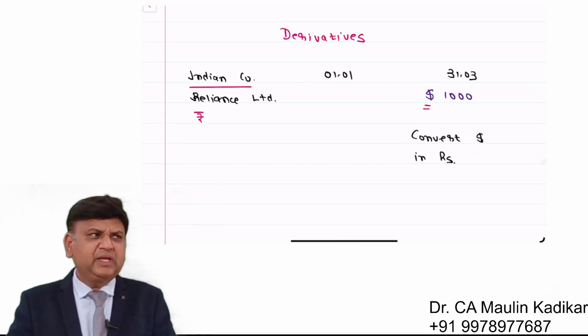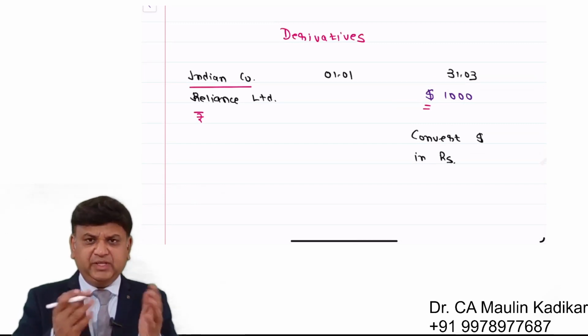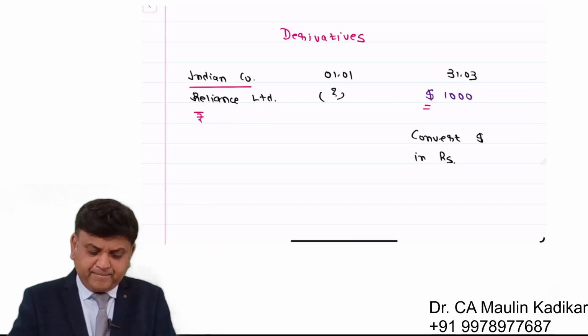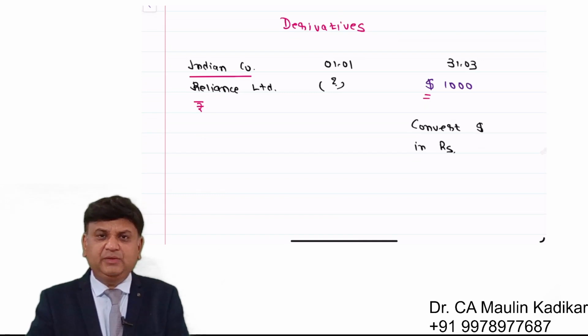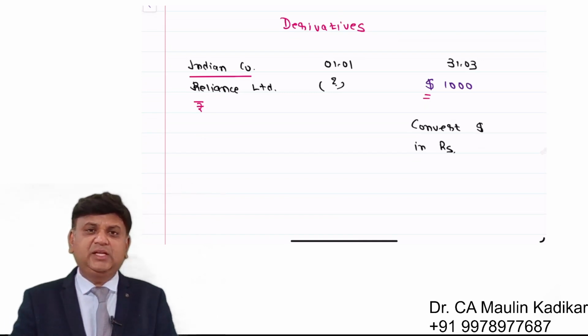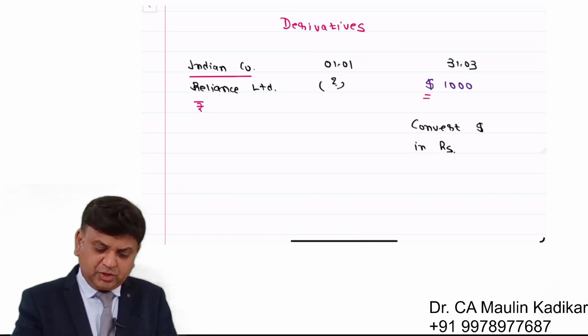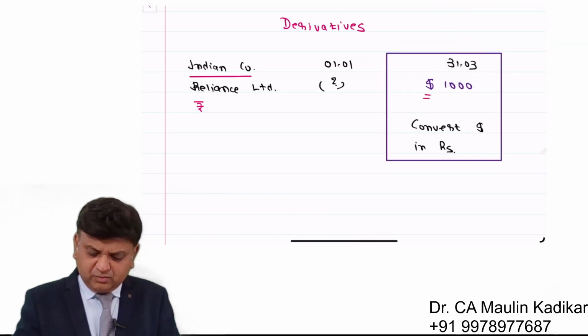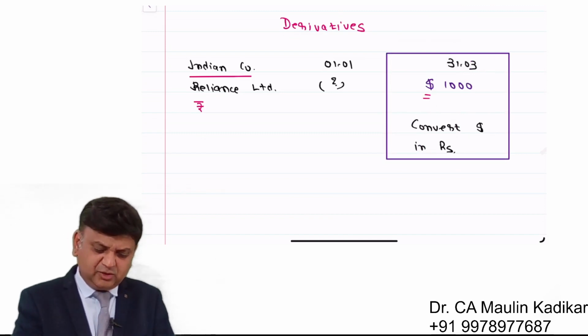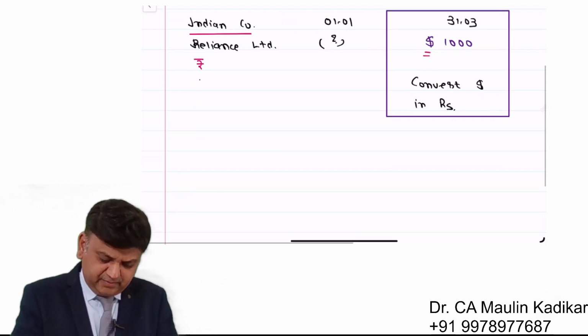Now, what would be the exchange rate that would be prevailing at the end of 3 months? For that, there is an uncertainty from 1st of January point of view. There is an uncertainty about what would be the exchange rate prevailing on 31st of March. So, what can Reliance company do? Reliance company can enter into a forward contract.